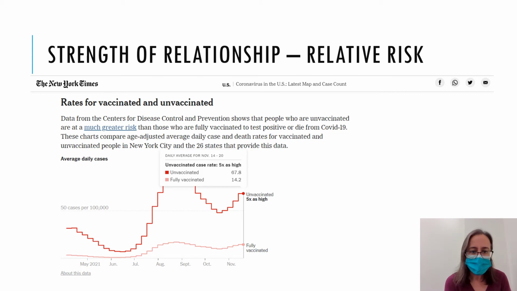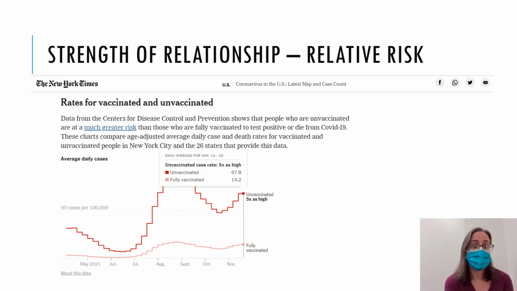And so what they found is that the daily incidence rate in unvaccinated people was almost 68, and in the fully vaccinated, it still happens, right? Fully vaccinated people still get COVID, but look, it's much lower. It's 14. So you just divide the 67.8 by 14.2, and you get about 5. So the relative risk of COVID infection for someone who's unvaccinated is about 5 compared to somebody who's fully vaccinated. It's 5 times higher. That's really high.